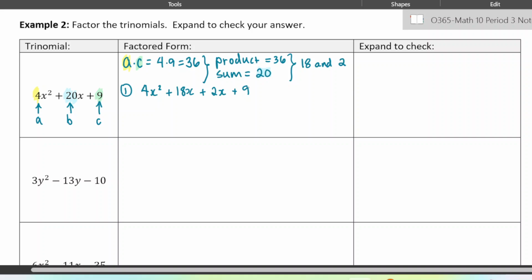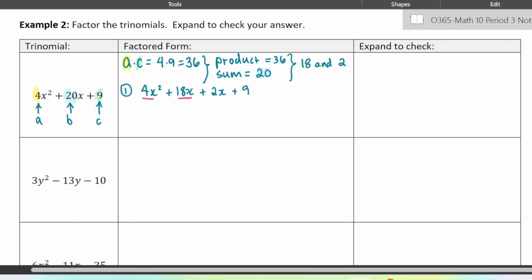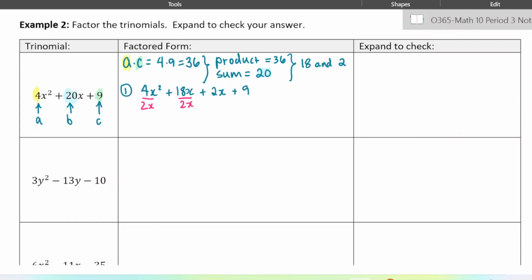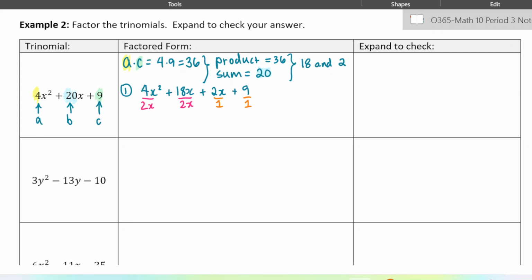Now, what we're going to do next is look at the first two terms and the second two terms, and pull out anything that's in common between them. Factor out anything that's in common. From the first two terms here, I see they both can be divided by 2 and also by x, because they both have an x in them. In the second two terms, 2x and 9, there's actually nothing in common, so all I'm going to divide out here is 1.